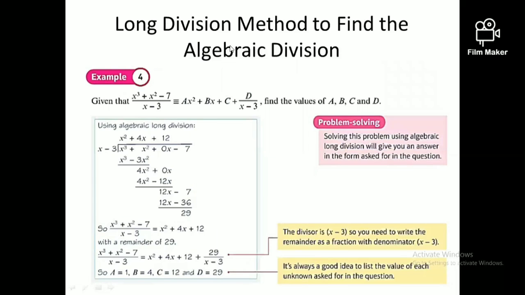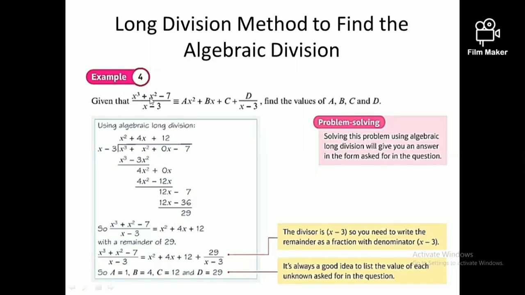Then the second method, this is the most popular method to find this algebraic division. The reason is that in this equating coefficient method, the process is too long and it consumes a lot of time. Therefore, for most algebraic divisions we use the long division method, which we have already learned in our O/L mathematics, right? Let's see how to do this.